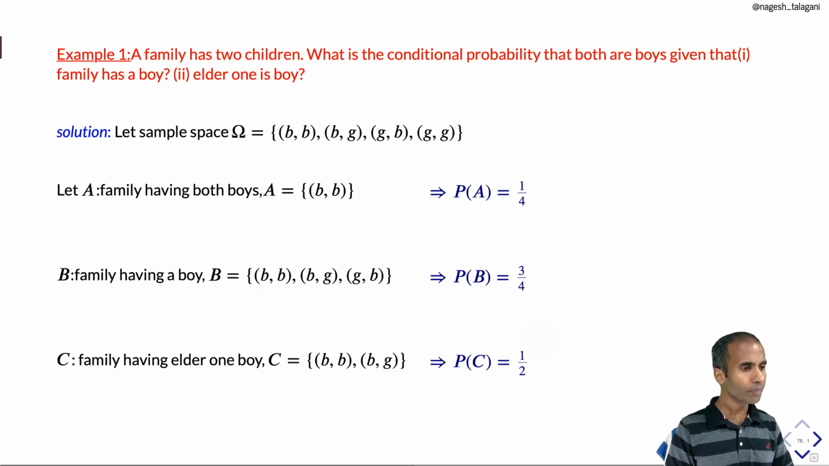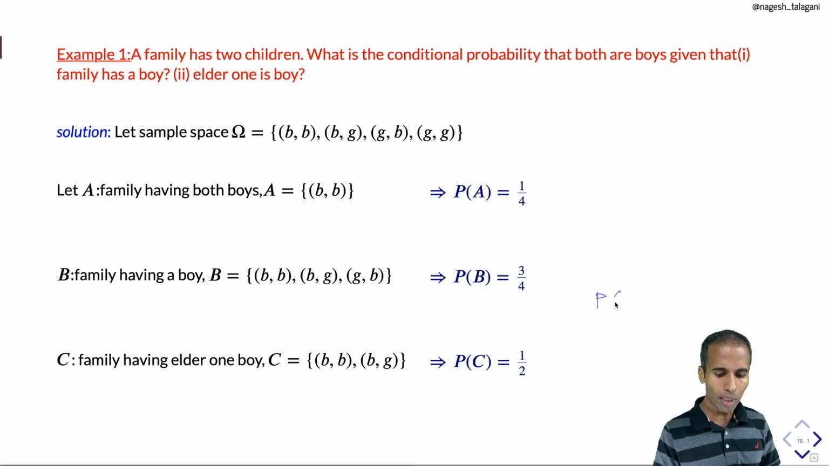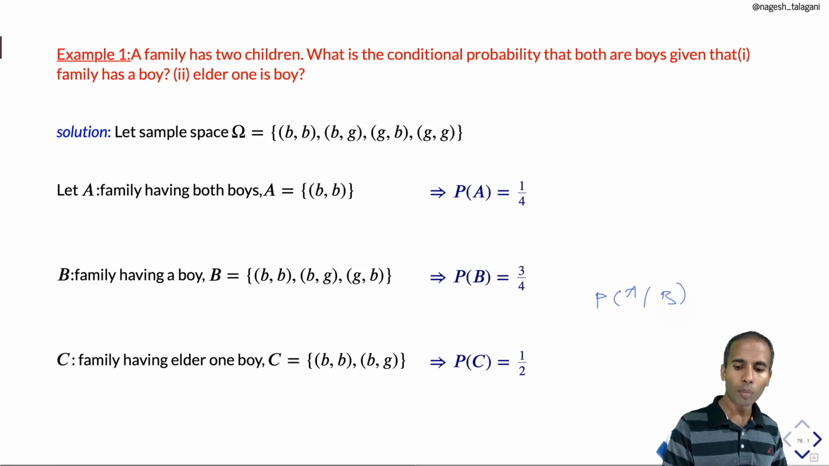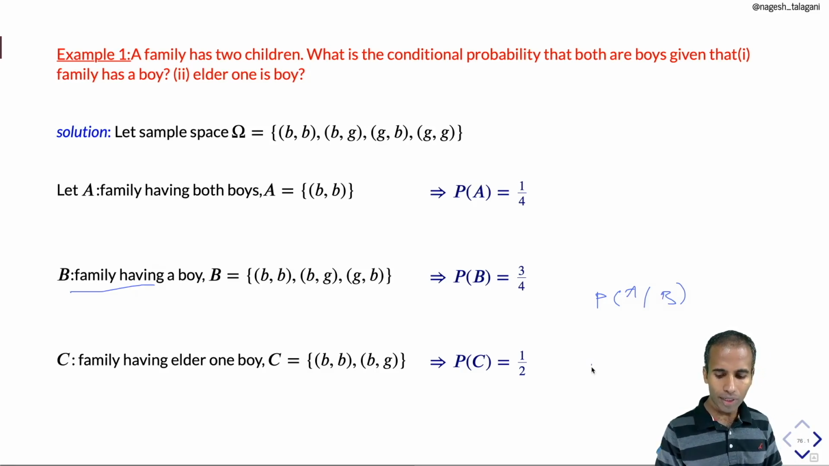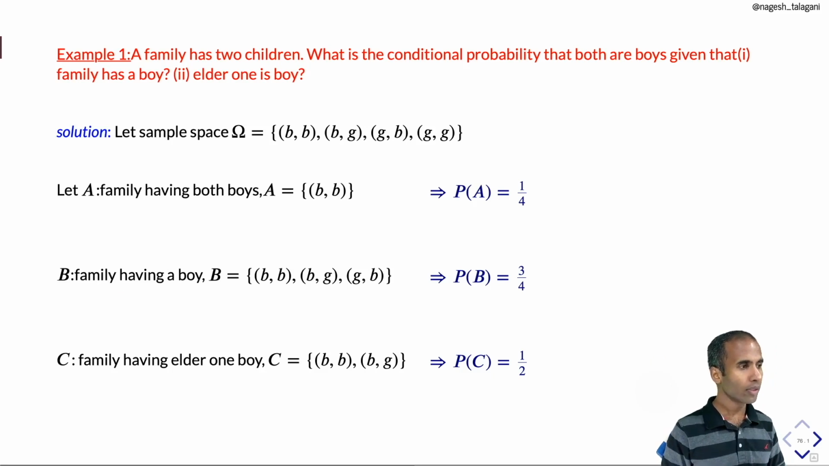Now, question 1. In question 1, we are interested in the conditional probability of A given B, because it is the conditional probability of both boys given that the family has a boy, given that B happened, right? In the second question, we are interested in the probability of A given that C happened. Now let us do this.